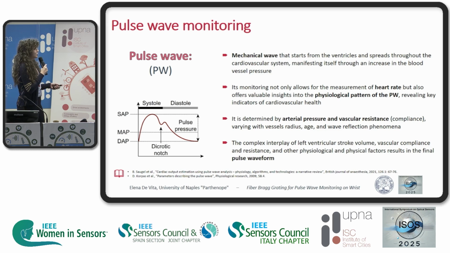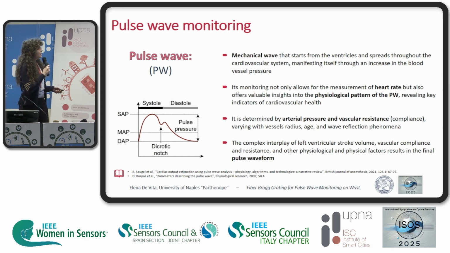Here we can distinguish two main peaks. The first one is the systolic peak corresponding to the contraction of the ventricles, and then a diastolic peak corresponding to the relaxation of the ventricles and their filling with the blood volume. And between these two peaks, we can see the dicrotic notch. It's a slight pressure rebound due to the closure of the aorta.